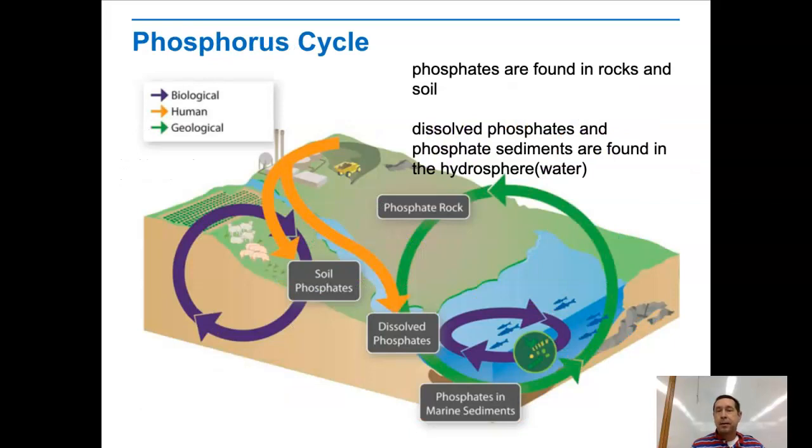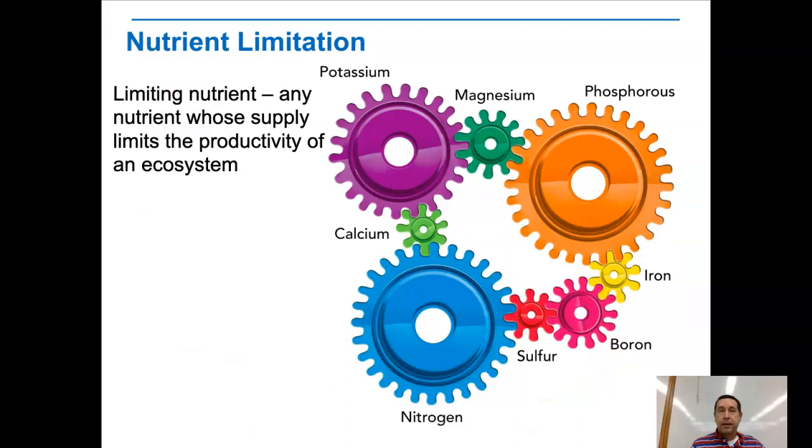The phosphorus cycle. Phosphorus is something we need for some proteins. You need it for nucleic acids. Phosphates are found in rocks and in soil. Dissolved phosphates and phosphate sediments are also found in the water in the hydrosphere. Plants take in phosphorus from the soil and then it passes through the food chain as living things eat other living things.